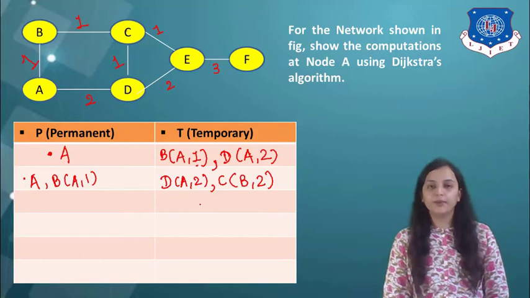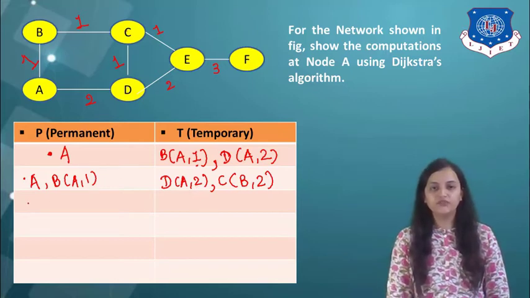Now again we need to compare these two values, and whichever is the smallest value, we need to shift it to the permanent side. So both values are the same, so which is to be given the priority? We need to give the priority to the value which is carried forward from the previous one. So as you know, D, A, comma 2 is carried forward to this. So we need to give the priority to this one.